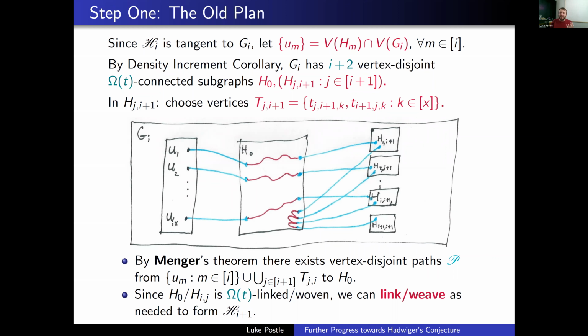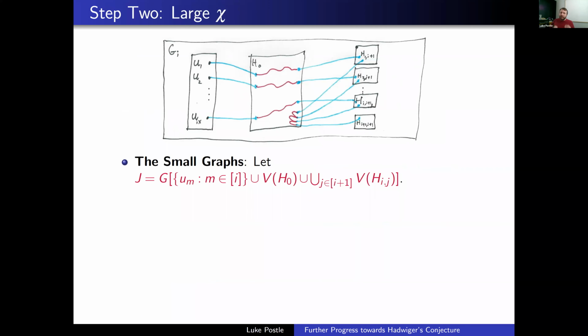And then we can link and weave as needed to do the steps. So you link inside the hub H0, you weave individually inside each little square of the grid. So somehow that's not bad. You're only doing one column, so it doesn't cost you that quarter, is the idea. It only costs you a linear number. So that is easy. The hard part, well, let's go through.